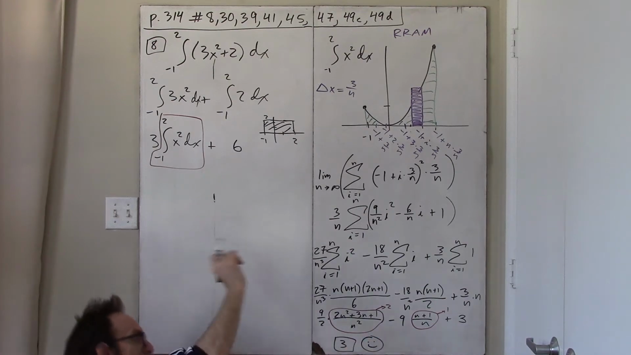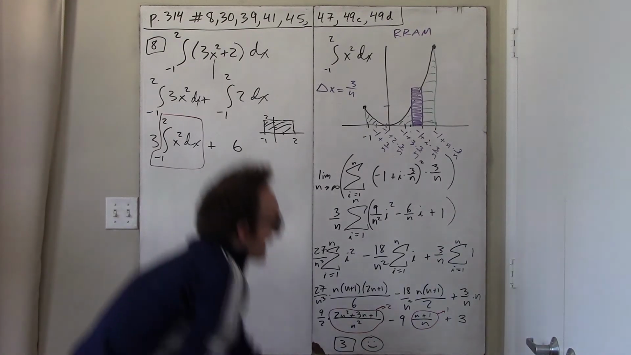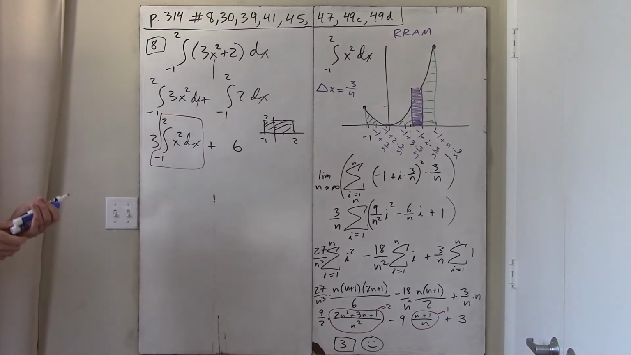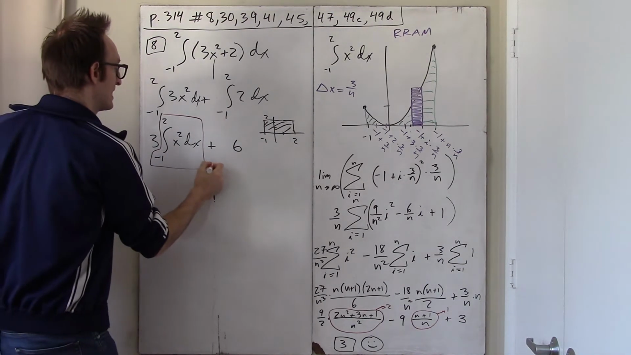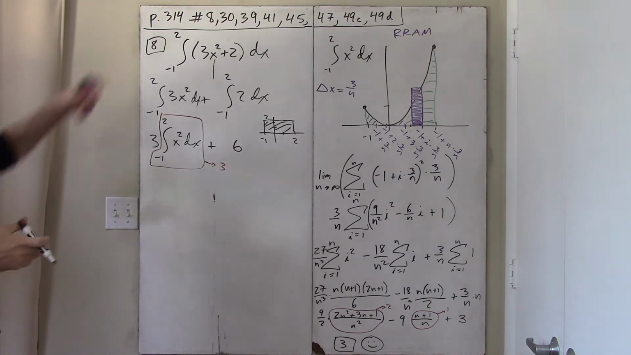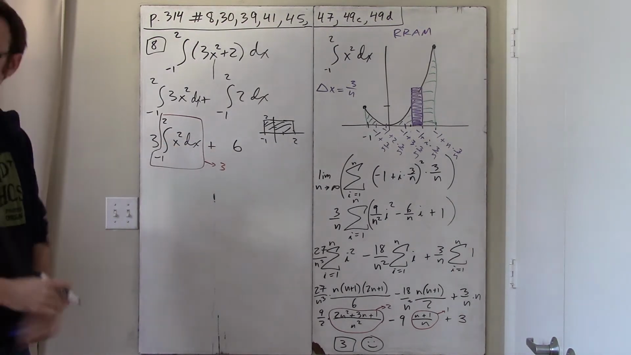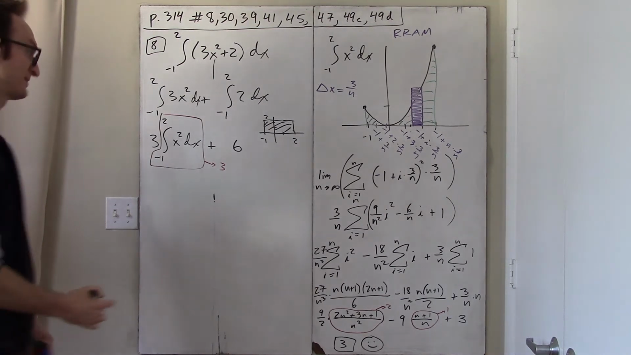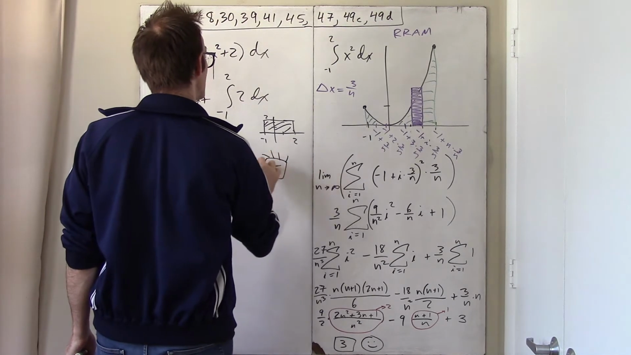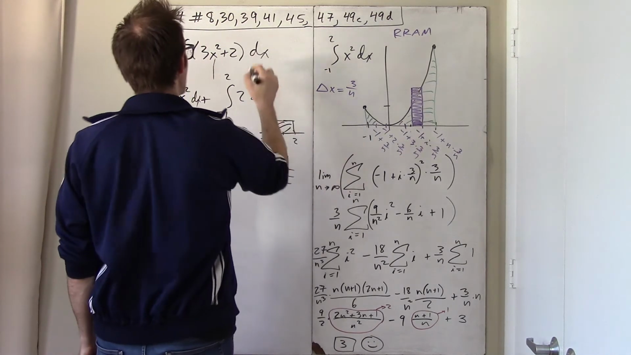Okay, and that means that now that I know this is 3, I can just tell you that the overall answer to number 8 is 9 plus 6, which is 15. Okay, so that was very fun.